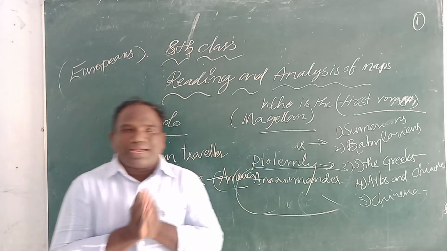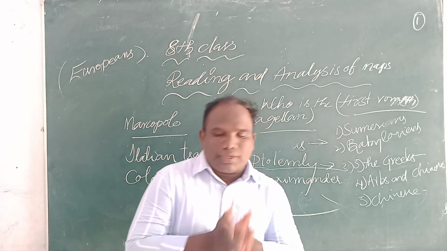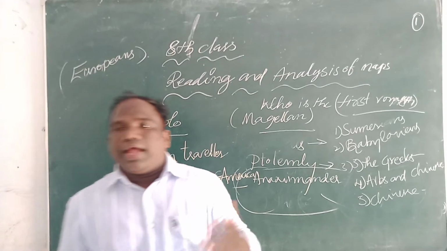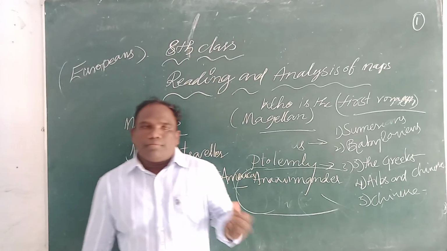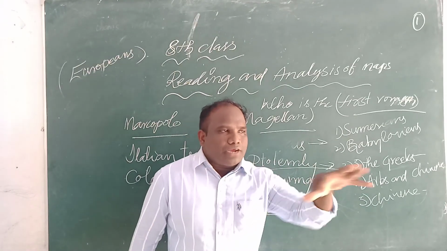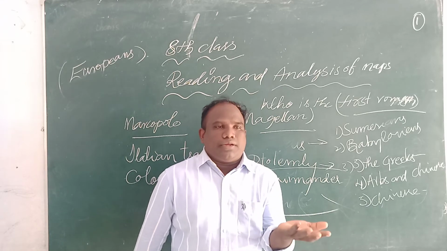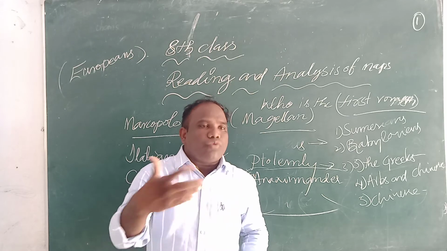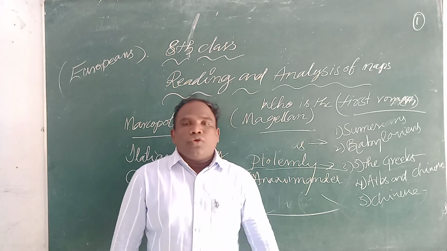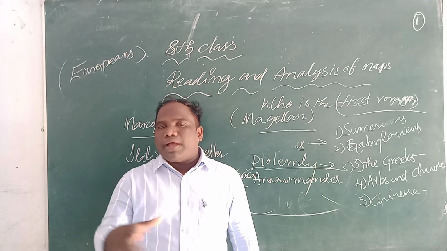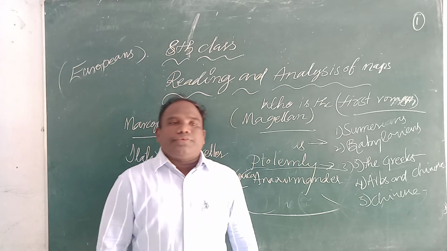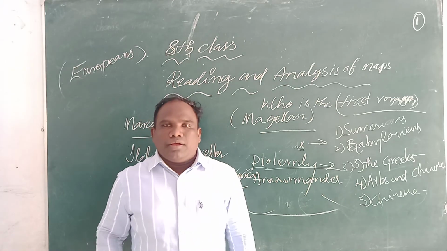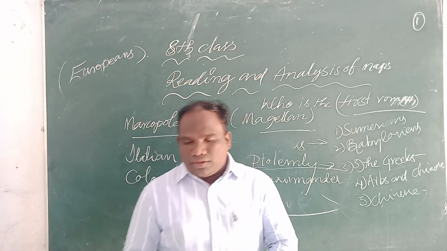Examples of geographers: Ptolemy, Anaximander. Who was the first to make a world map? Anaximander. Who was the first to make the Indian map in the survey? James Rennell. For the purpose of survey.